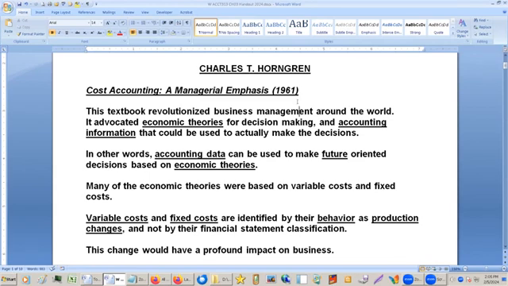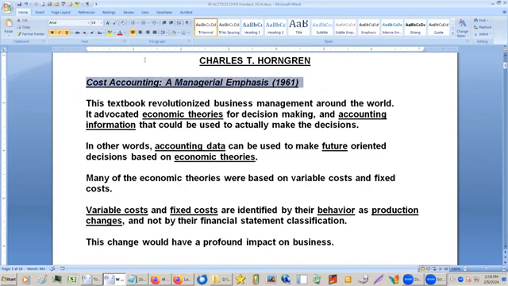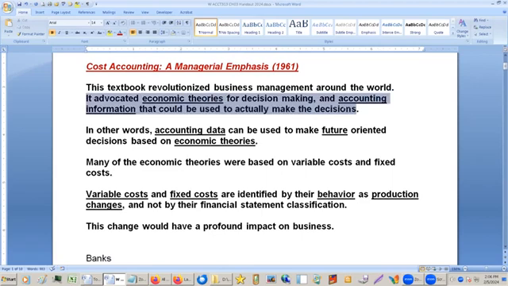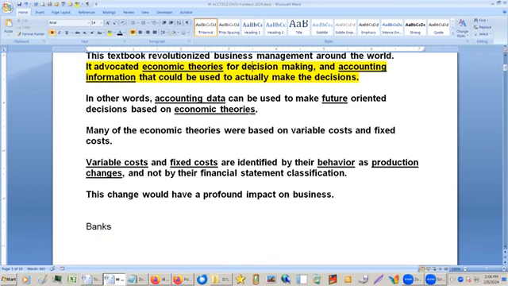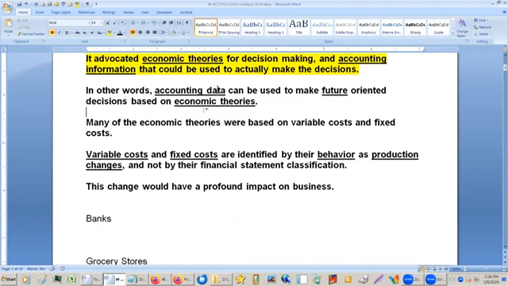All right. And this textbook was groundbreaking. And this is the same book that we're using today. Charles Horngren died about 10 years ago, but the book is still out there, such an impact. So his whole big thing was that economic theories for decision making and accounting information could be used to actually make decisions. This is the beginning of managerial accounting. We had cost accounting. How much does something cost? We've had that forever. But this managerial emphasis was brand new. This was something that virtually no one had really worked out. In other words, this kind of data can be used to make future-oriented economic theories.